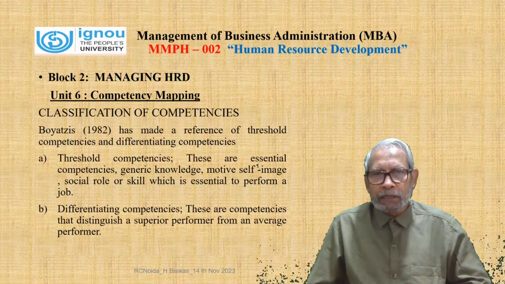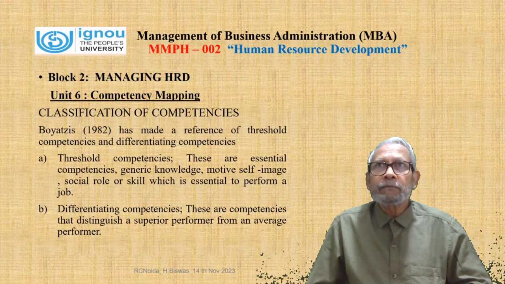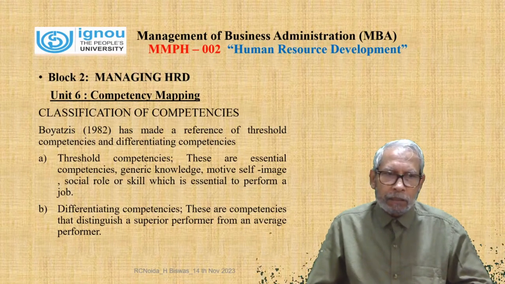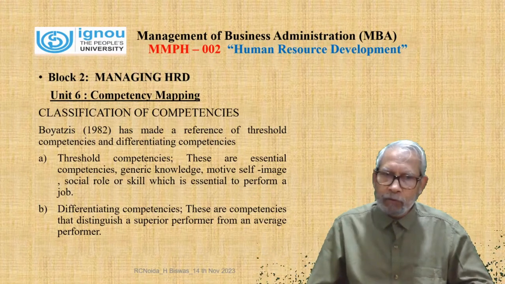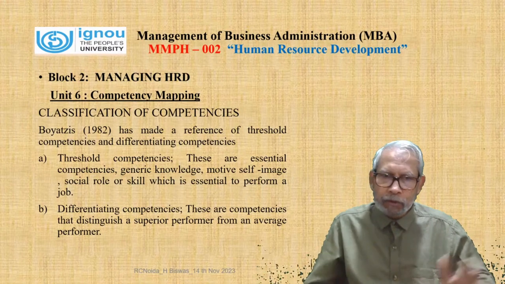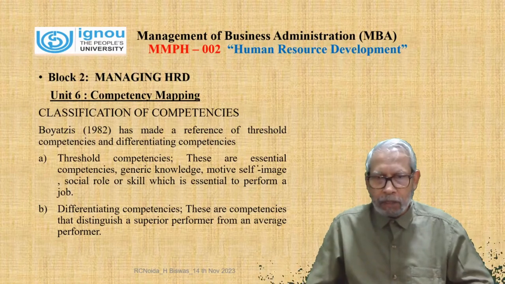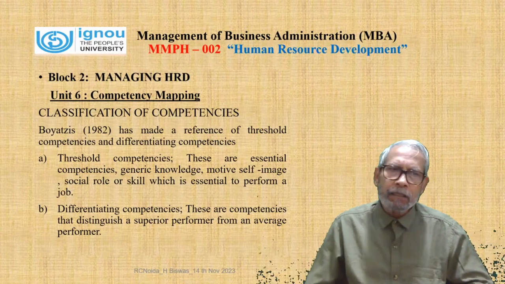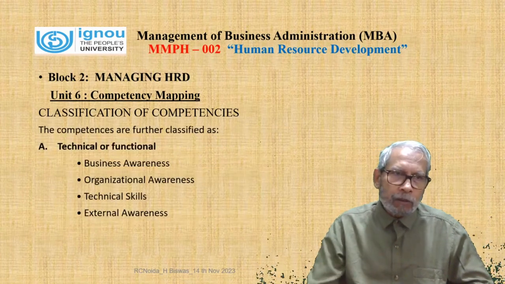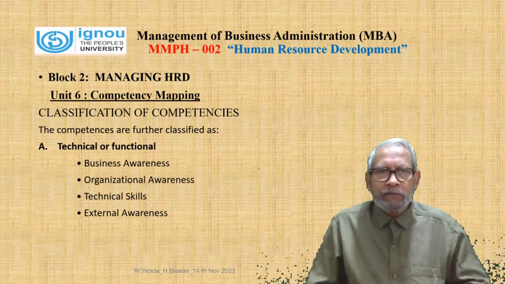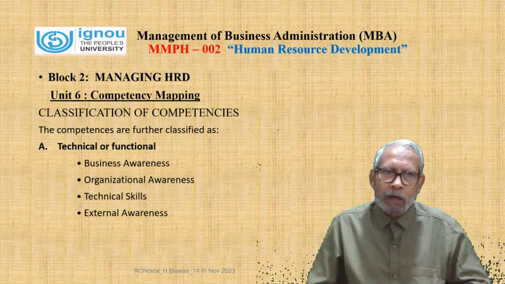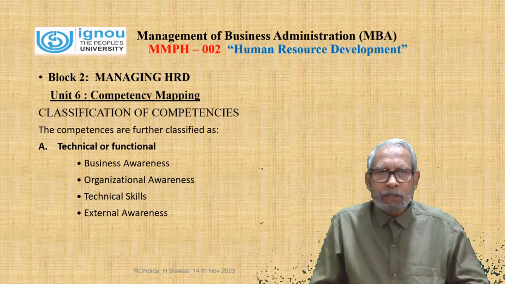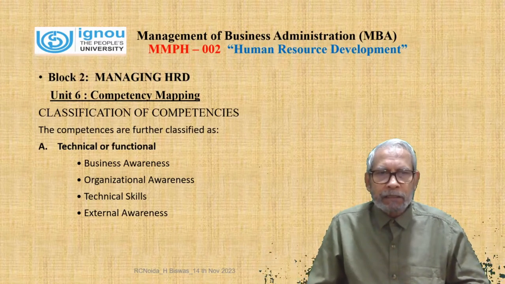Now, differentiating competencies. Differentiating competencies means these are the competencies that distinguish a superior performer from the average performer. So that is the difference between the superior performer and the average performer. That part, we can say, is the differentiating competencies. Now, here I have to classify the technical, or I can say the functional competencies. That is business awareness, operational awareness, technical skills, and external awareness.